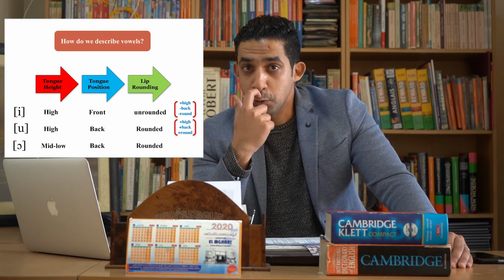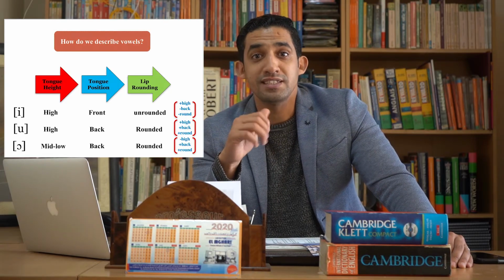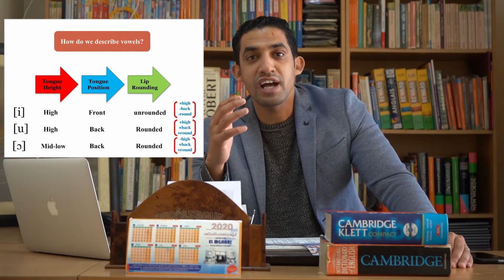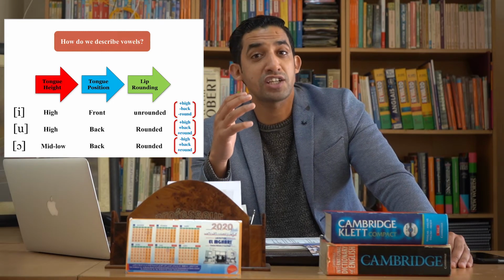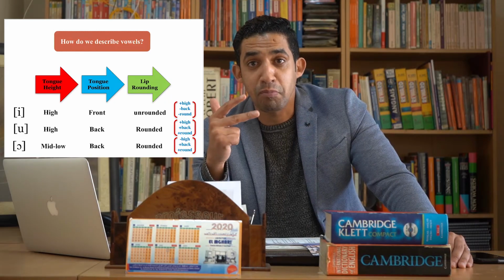As far as the O is concerned, we can say that O as a vowel is a mid-low vowel, but we consider it as a low vowel. So we say that it's minus high, but it's plus back and plus round.